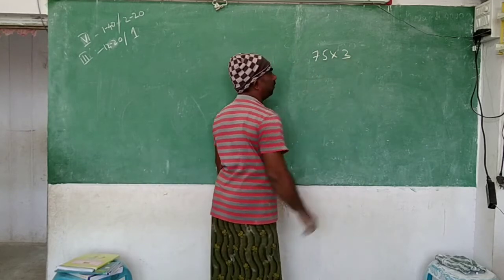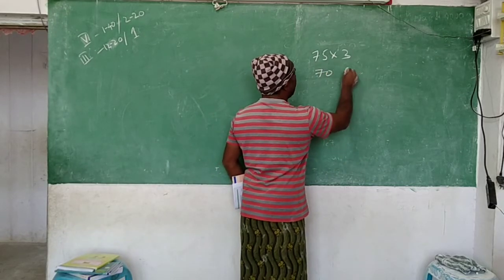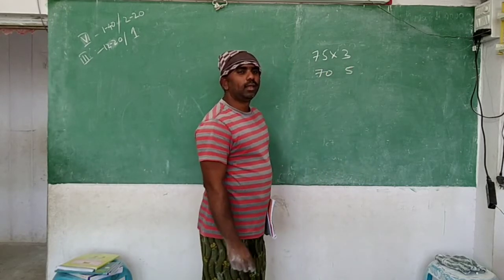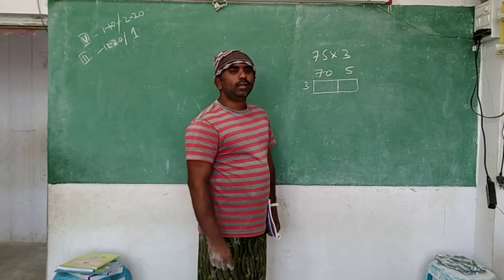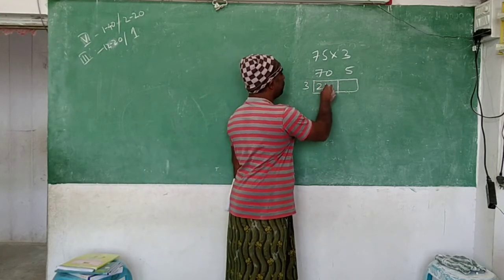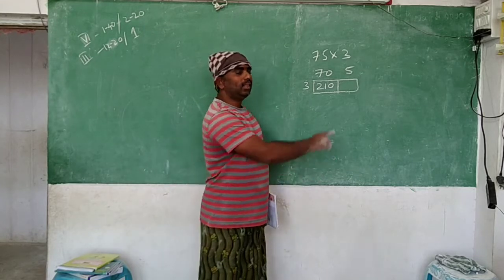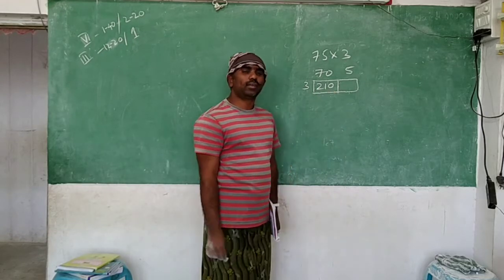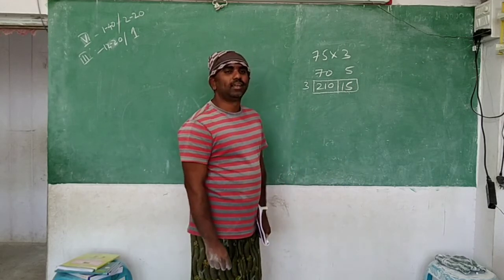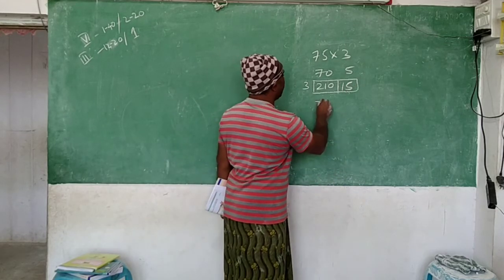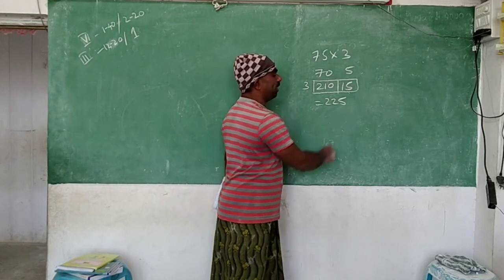75 into 3. How do you split? 70 and 5. Multiply with 3. This is very easy. 3 sevens are 21, side 0. Next, 3 fives are 15. Okay, now you can see here 210 and 10, 220 and 5, 225.